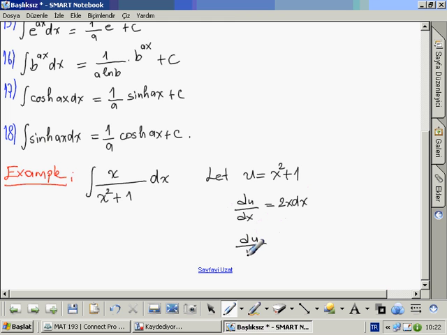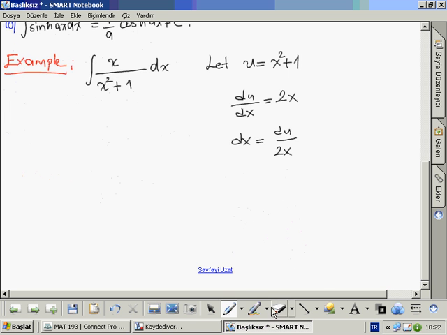du over dx times, I'm sorry, this part will be du over dx equals 2x, and dx will be equal to du over 2x, right? Then I will use these two parts and apply the substitution rule on the integral. What will it be?